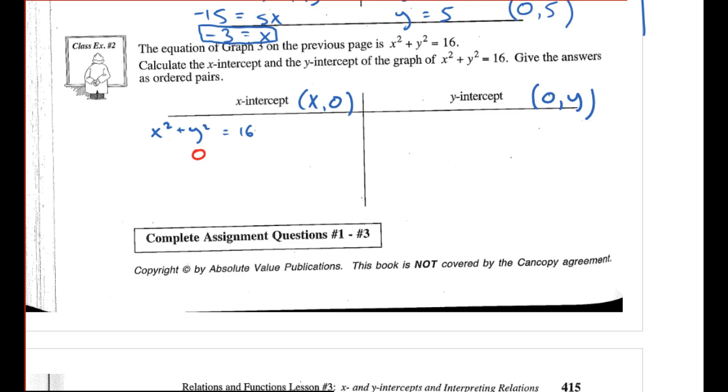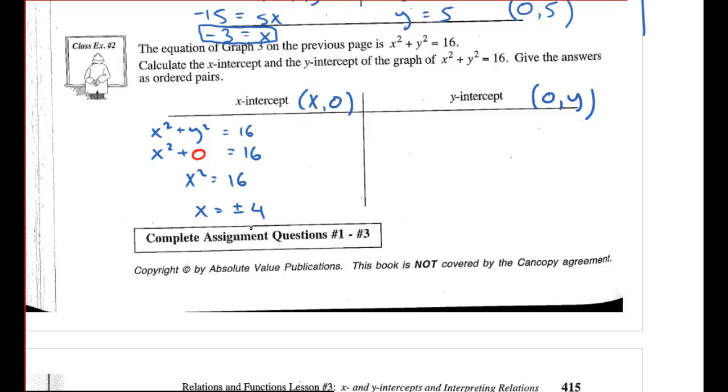All right, and then it's going to be x squared plus 0 equals 16, because 0 squared is 0. So x squared equals 16. And then finally, x equals plus or minus 4, after I take the square root. So what you see here is that this equation is going to have 2 x-intercepts.